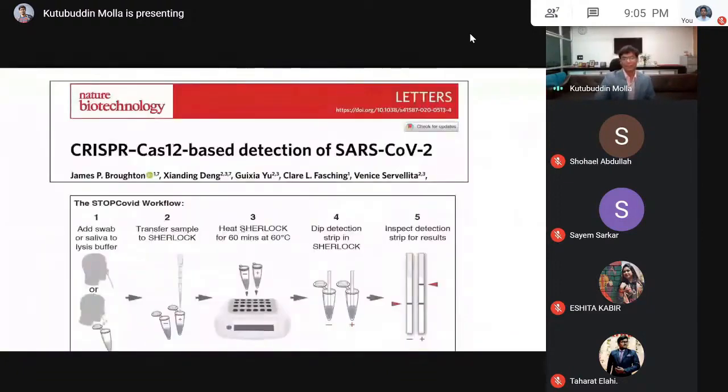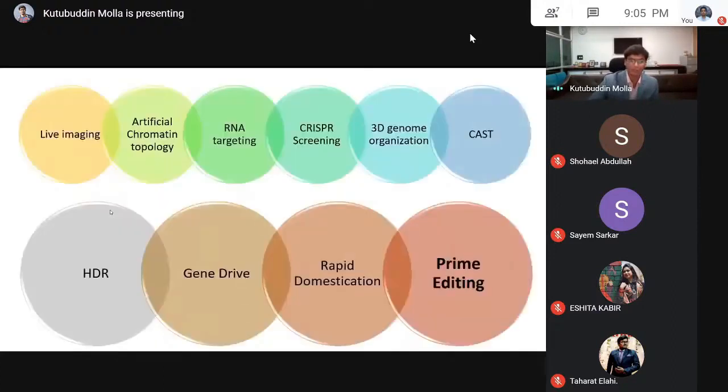So you can see there are at least 4 different very good quality applications. So this is CRISPR-Cas12 based detection of SARS-CoV-2 published in Nature Biotech, and this is another SHERLOCK method based on Cas13 from Feng Zhang's lab. This is named STOPCovid. So these are 2 detection methods. I'm not going into details of this one. So there are a whole lot of things here, you know.